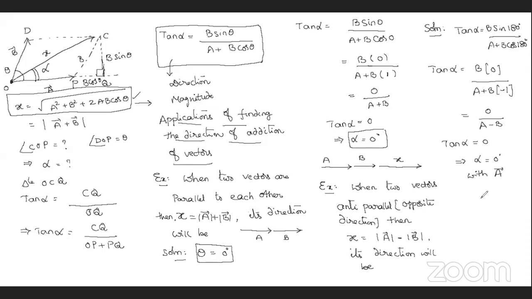Now I am expecting one answer from you. Suppose if I take the two vectors diametrically opposite in a diagram, suppose this is A and this is B. Now I have to take the resultant vector X in the direction of A or in the direction of B? In the direction of A. Why? Because alpha is with A, sir. Very good. Alpha is equal to 0 degrees with A, so the resultant vector X will come in the direction of A. Is my diagram correct?